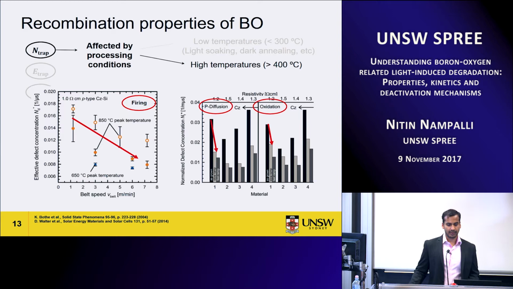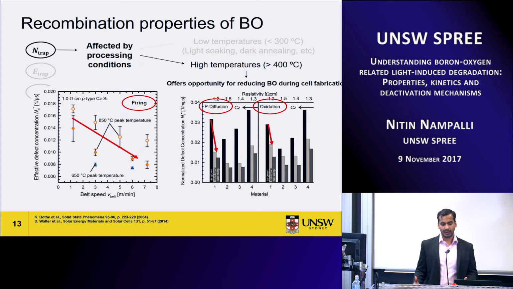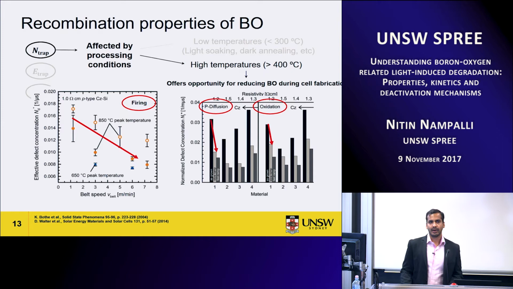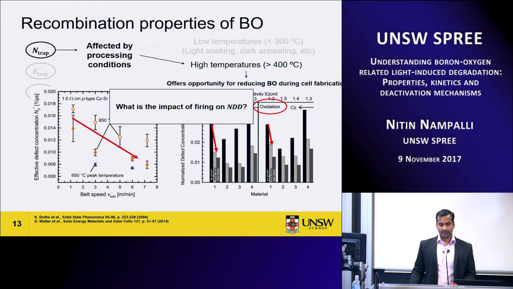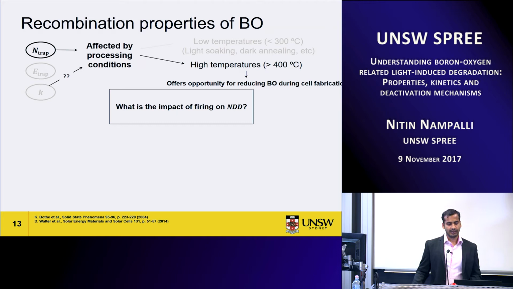So on the one hand, this is important to know, but this is also an opportunity to reduce the boron oxygen concentrations during cell fabrication. So it's providing some opportunities to mitigate the defect. But the question I'll be trying to answer today is, what is the impact of firing in particular on the trap density? And further, is the capture cross-section ratio, which should be a property of the defect itself, also changing with firing conditions?